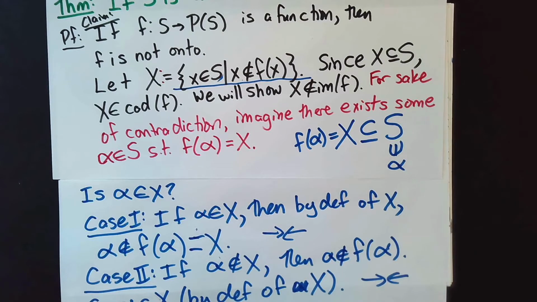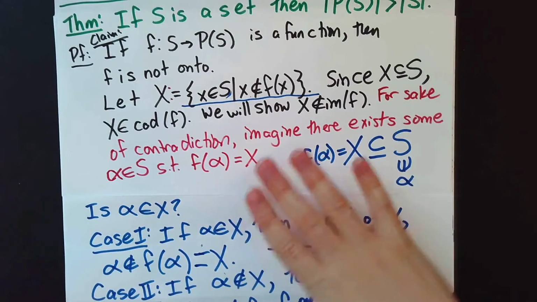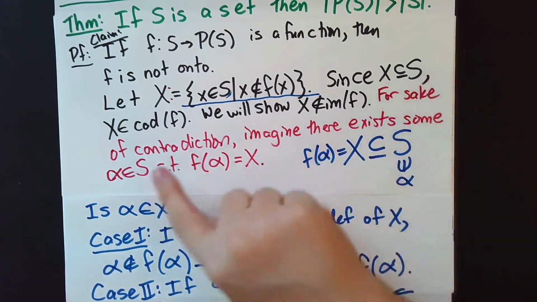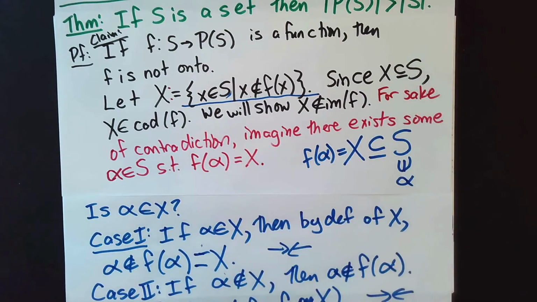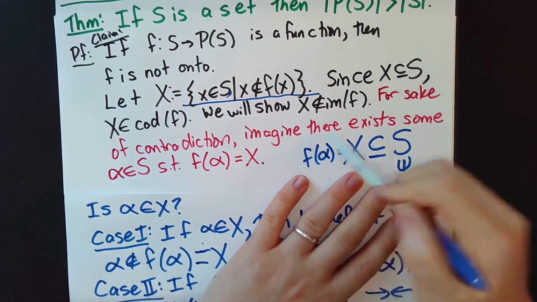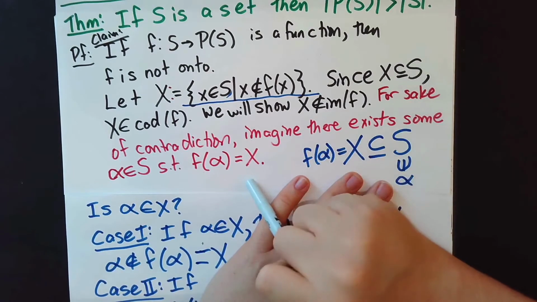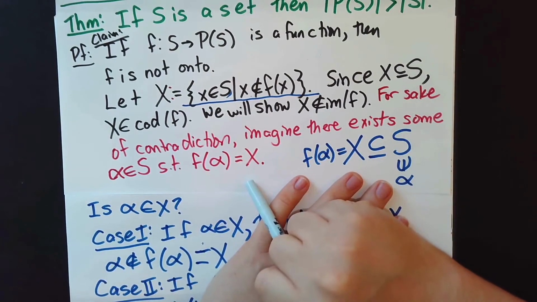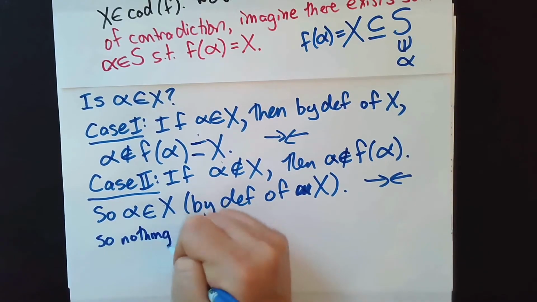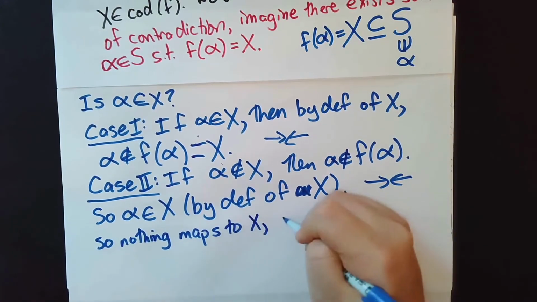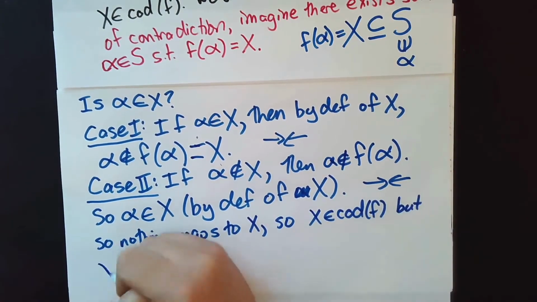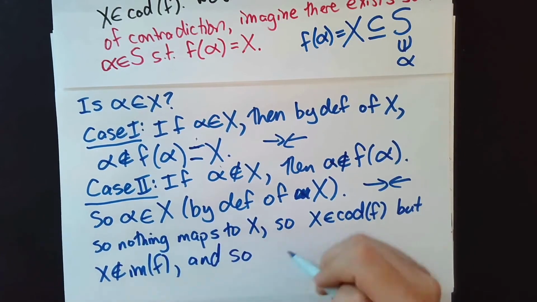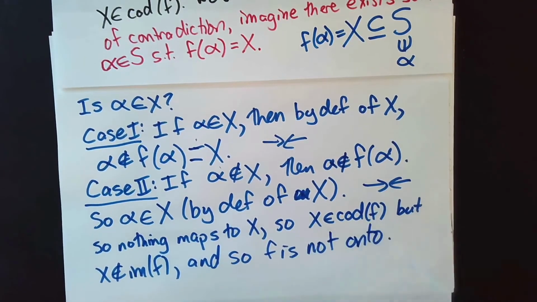And so then the only way that that cannot break all of logic is if the assumption we made was wrong. Namely, the assumption we made that something did actually map to X. So in other words, when we imagined the world where something mapped to X, we were imagining a world that cannot exist. And so that means that in fact nothing maps to X, and so X is in the codomain but not the image. And those words exactly amount to saying that f is not onto.